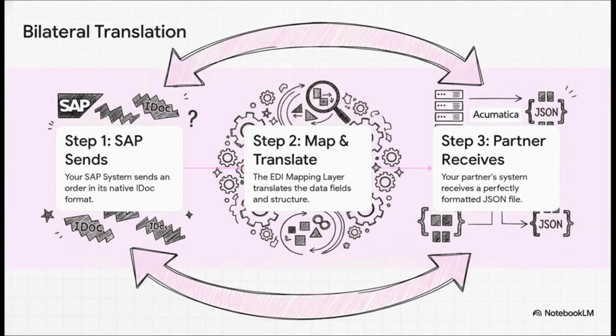And this is a great example of how it actually works. First, your SAP system kicks out an order in its own IDOC format. Then the mapping layer grabs it, and this is the magic part. It translates every single data field and the whole structure. Finally, it shoots it over to your partner's Acumatica system as a perfectly clean JSON file. And here's the key. It's bilateral. That just means the translation works both ways, for documents coming in and for documents going out.